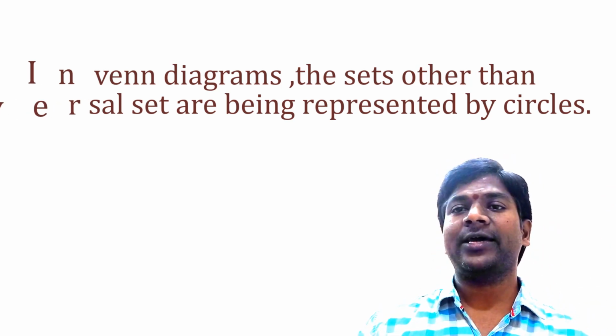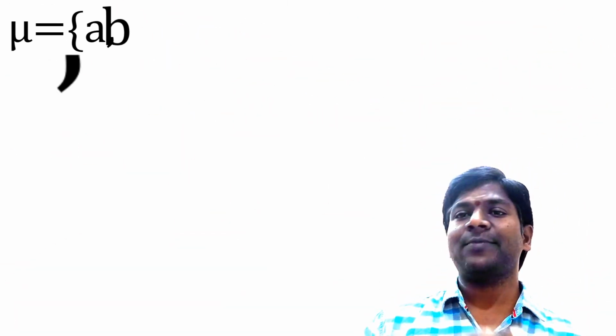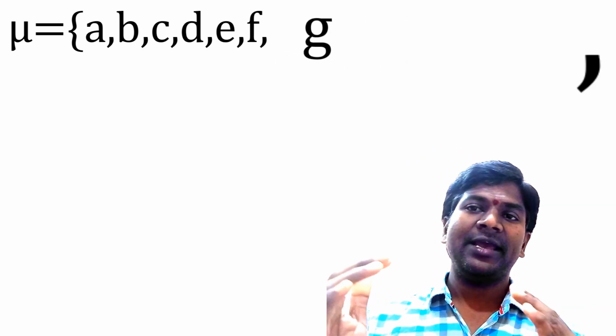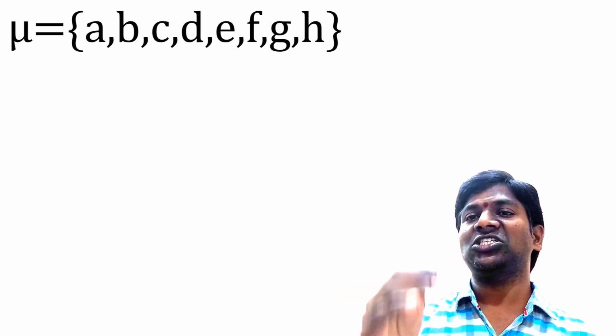Let us understand this by an example. Let us take the same universal set mu equal to A, B, C, D, E, F, G, H as its elements, and let us take another set A, which is derived from this universal set. Set A consists of the elements A equal to A, B, C. These are the elements of set A, and also these are elements of the universal set. You can see the same thing on the screen.